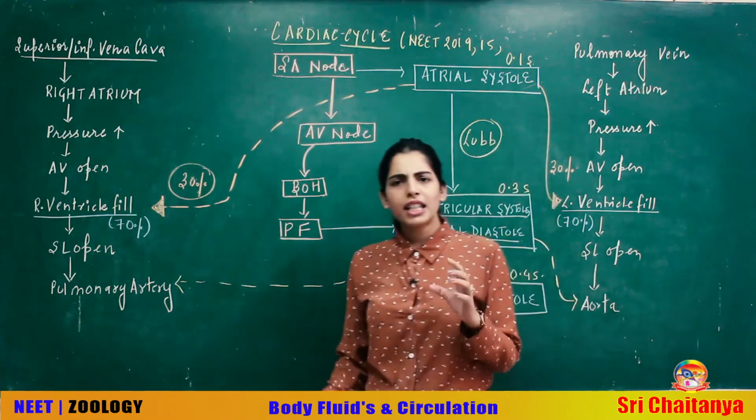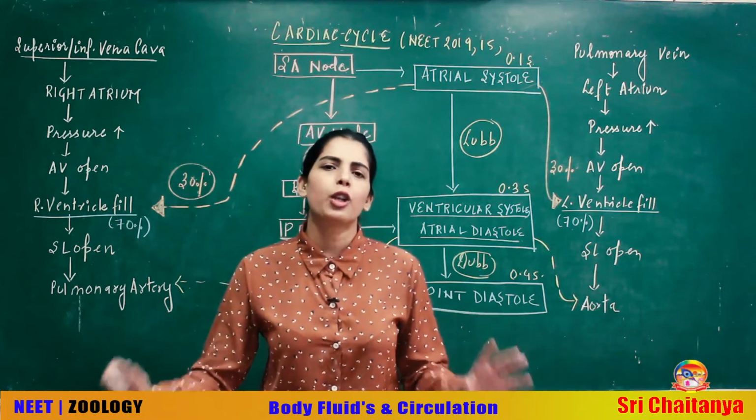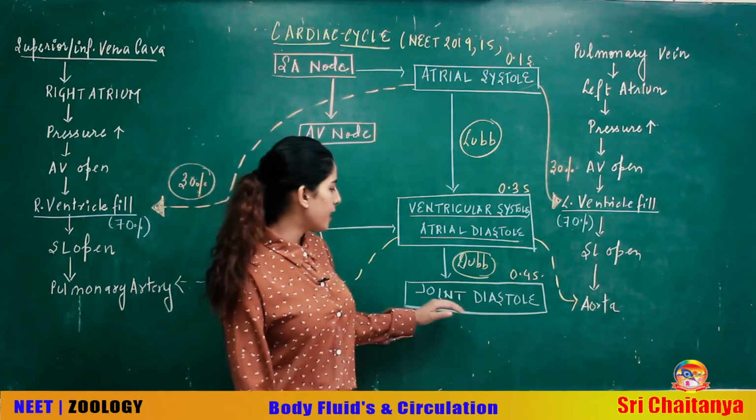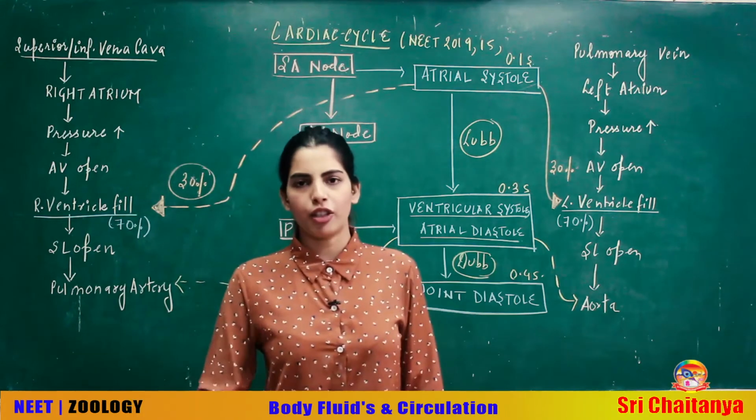Now students, initially we consider that both the atria and ventricles are in the relaxed state, and we say that it is in the joint diastole state. Both are relaxed. Atria is also relaxed, ventricle is also relaxed.